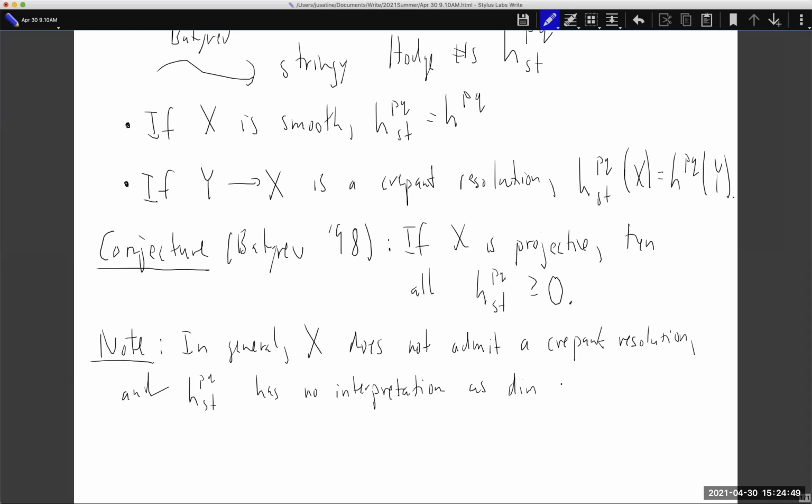So in fact, that's what you would really want to prove something like this. You'd like to say, well, how do I get something non-negative? Well, it's the dimension of something. So you would like to find some sort of cohomological interpretation for these stringy Hodge numbers, which from the way they're defined, in terms of having a resolution of singularities and how the relative canonical divisor of that resolution of singularities looks.